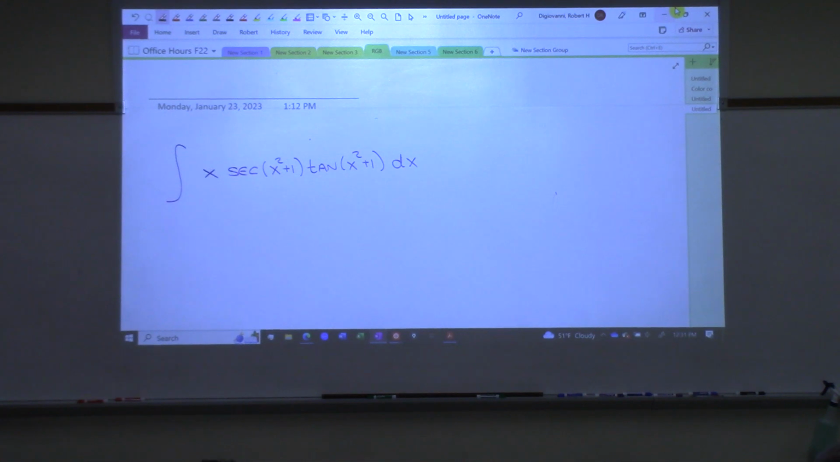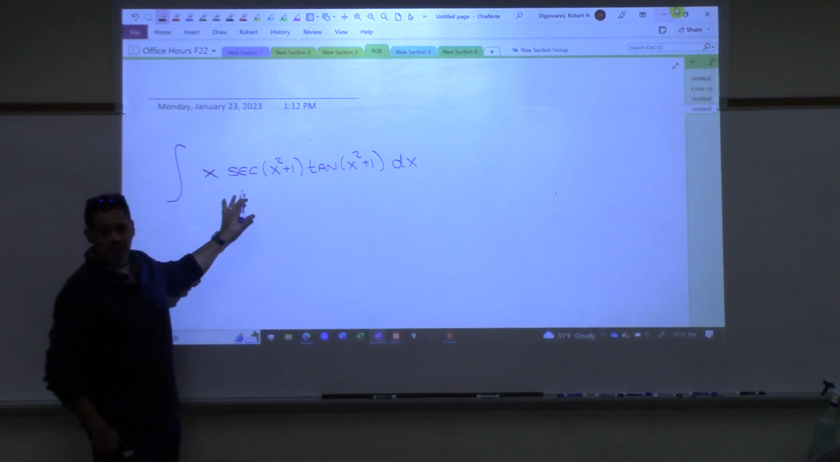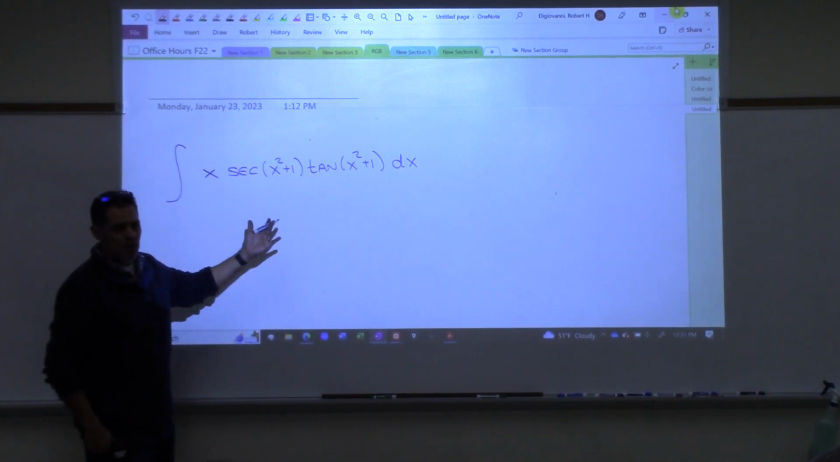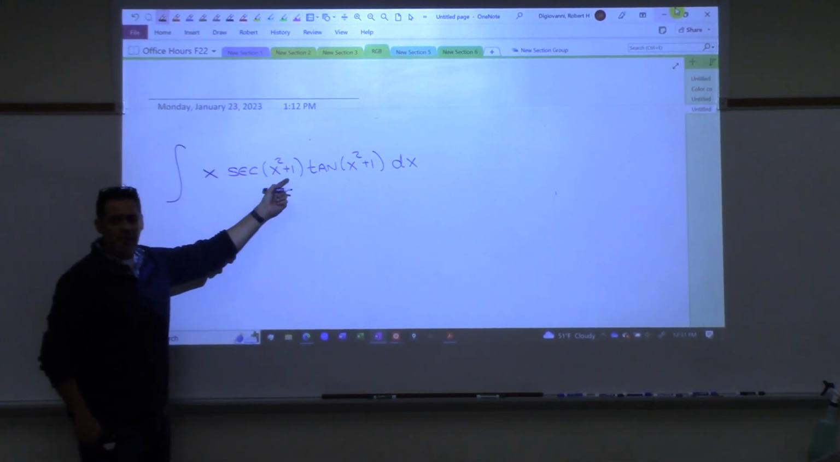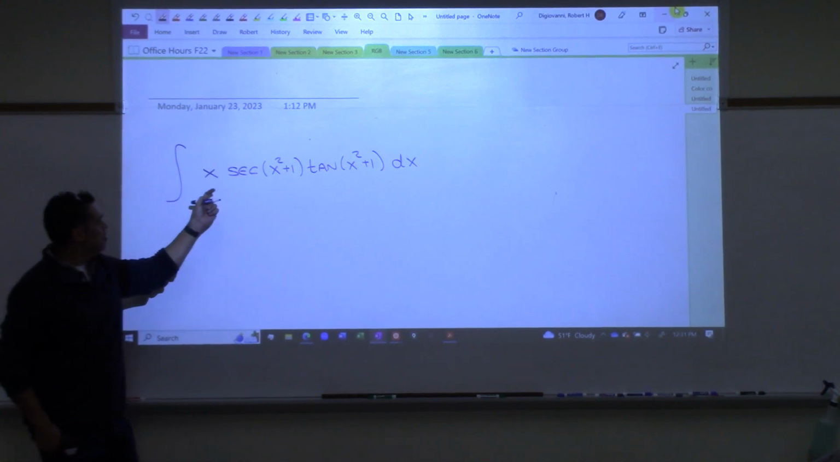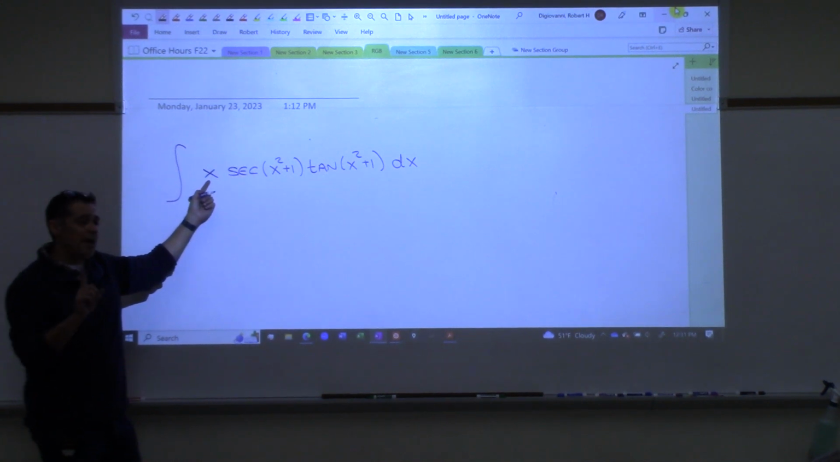Your derivative could be off by a constant, so you have to throw 1/2 out front. So what's your u going to be here? Do y'all see the u? x squared plus 1. Why? If you let u be x squared plus 1, the derivative of that is 2x. You have an x, don't you? It's in the numerator, and it's off by a constant, isn't it?